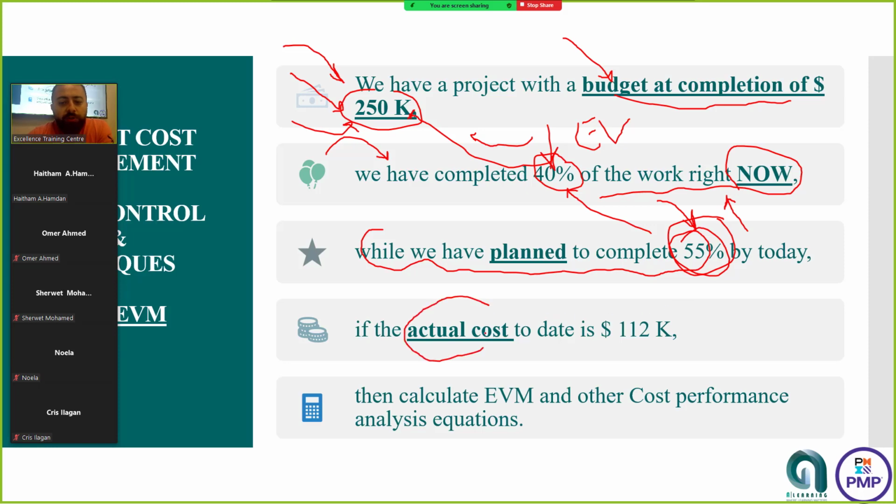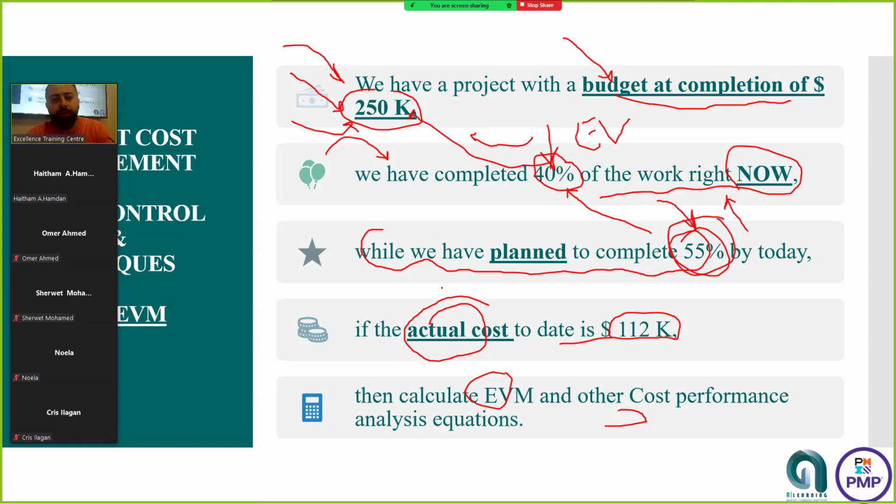The actual cost to date is 112K. The actual cost is what you have already paid. This is the AC, right? Then calculate the EVM and other cost performance analysis equations. Can you just take a screenshot, please, guys, and write the numbers so we can dive more into the answers? Do you want to have a try before I reveal the answers, or do you want me to explain first? Okay, so please write the numbers. You will be involved in the explanation, so please make sure that you have this information. Give it 1 minute. Are we cool?